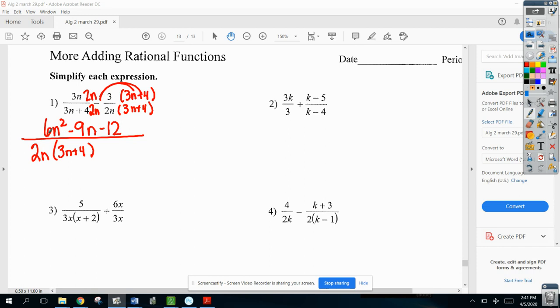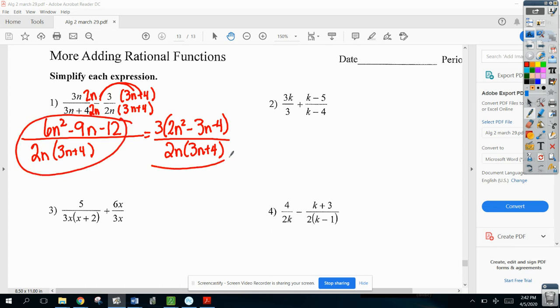Technically, you could look at this and say, hey, 6, 9, and 12 all can go into 3. Like you could factor a 3 out, like we did with the greatest common factor. So 6 divided by 3 is 2n squared minus 3n minus 4. But at this point, that didn't really matter because nothing's going to end up canceling out. So you could leave this answer or you could leave this answer. At this point in the game, I'm happy with either.